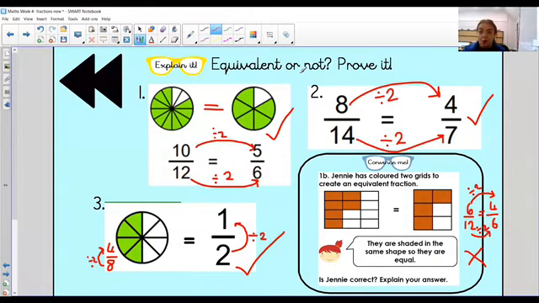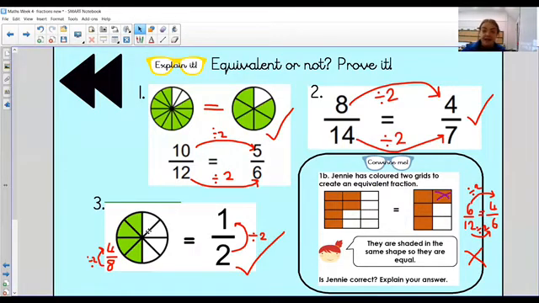Extra question, and well done to you if you worked out that actually how many parts should have been shaded for them to be equivalent. You should have only shaded 3 to give them equivalent fractions. So well done to you if you spotted Jenny's mistake and if you were able to correct it. So well done to you.